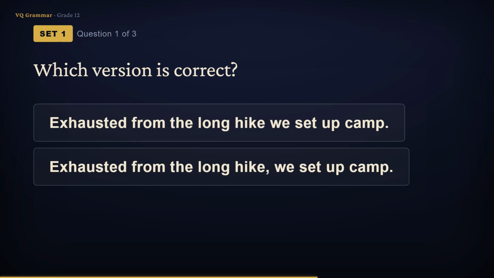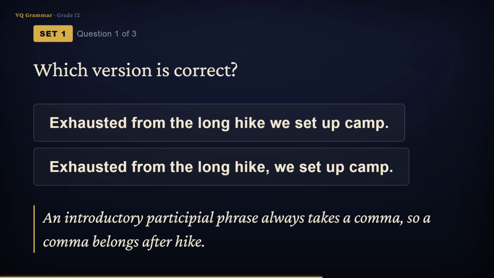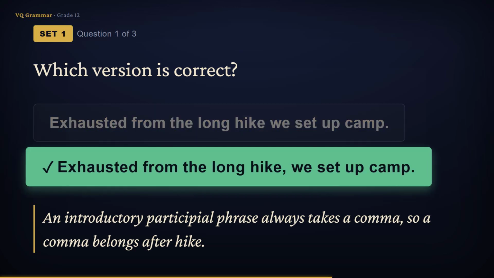Here's the first sentence. "Exhausted from the long hike we set up camp." Does it need a comma after "hike" or not? "Exhausted from the long hike" is a participial phrase opening the sentence, and an introductory participle always takes a comma. So we punctuate it this way, with the comma after "hike."